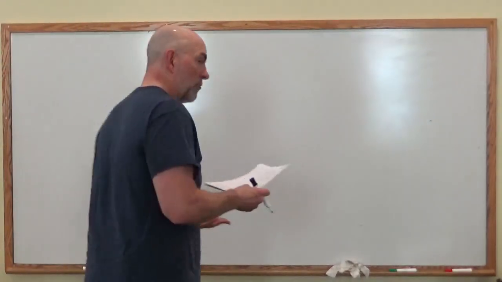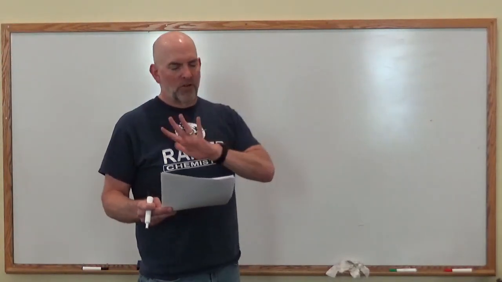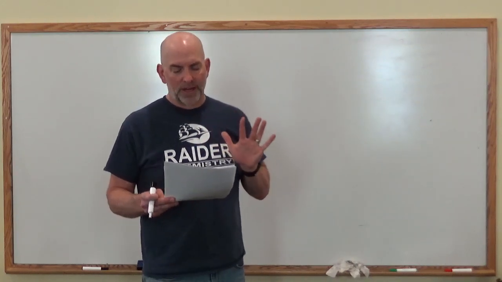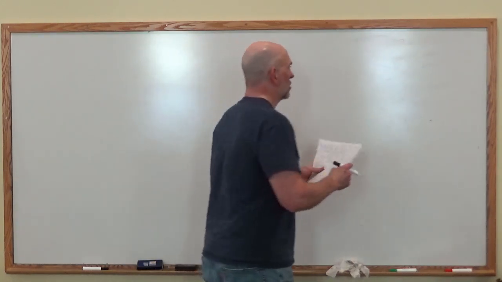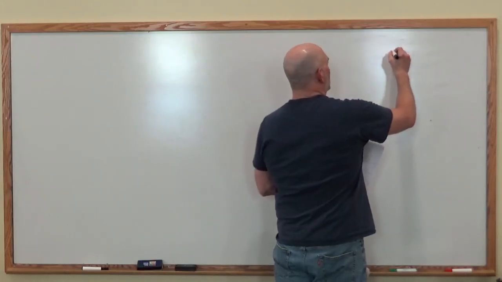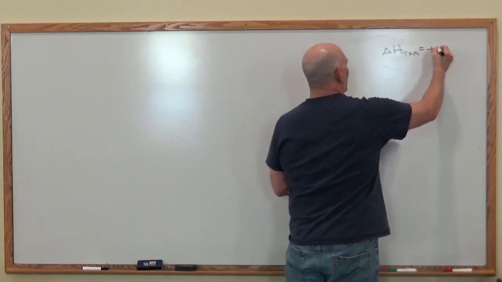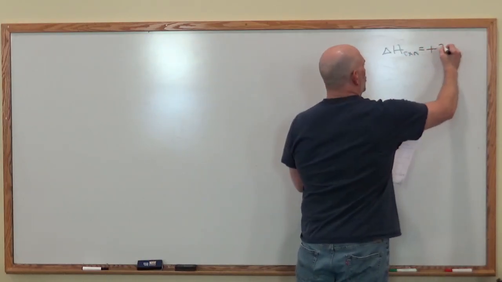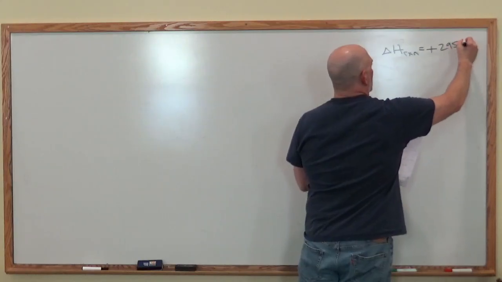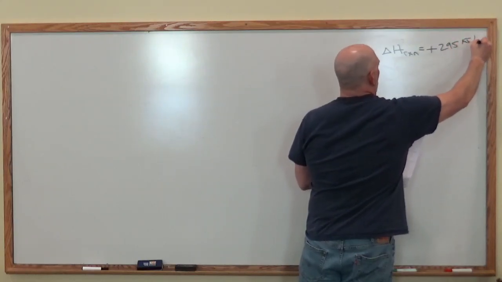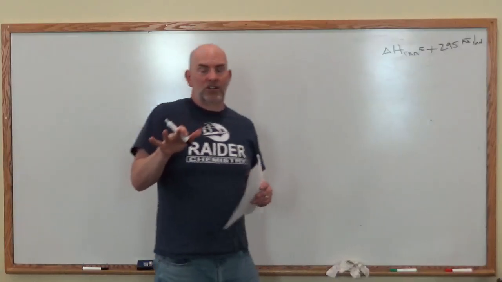If you did this already, or if you want to do this before we go over anything, to see if you really know what you're doing, I came up with an answer that the heat of the reaction, Rxn, is positive 295 kilojoules per mole. Now that's using the bond energies.